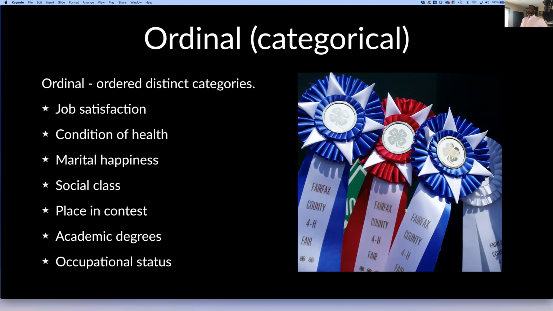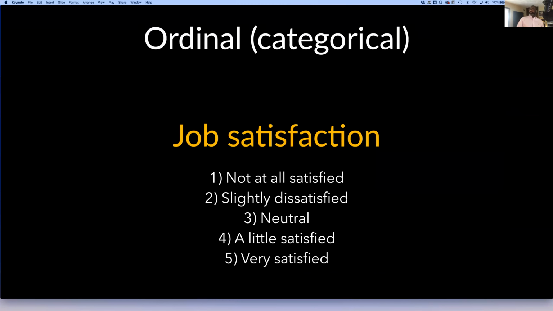Ordinal. Order or distinct categories. So job satisfaction, condition of health, marital happiness, social class, place in a contest, academic degrees, and occupational status. So job satisfaction. We start at the very top, or you can flip it around. Not at all satisfied, slightly dissatisfied, neutral, a little satisfied, and very satisfied.